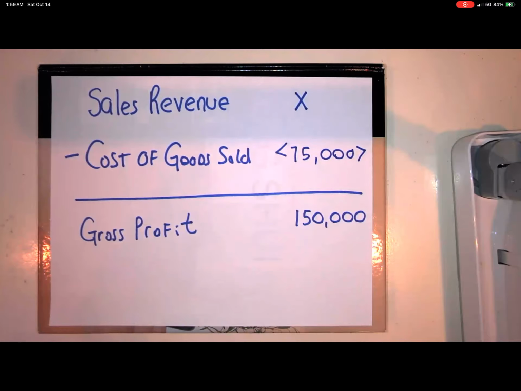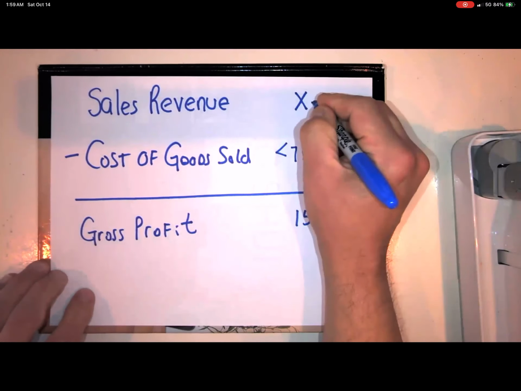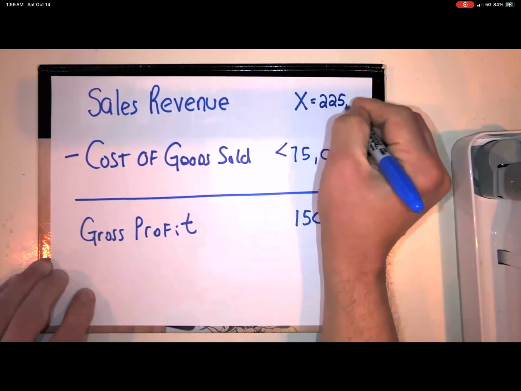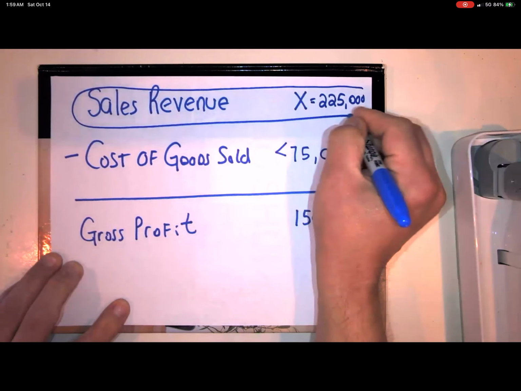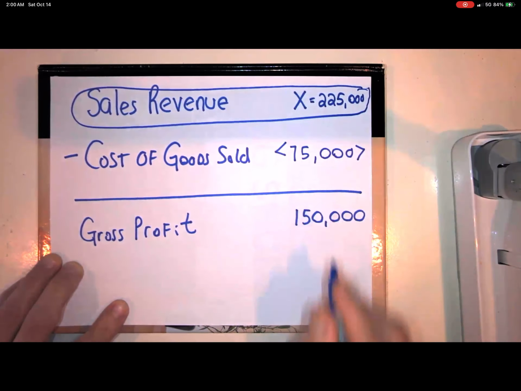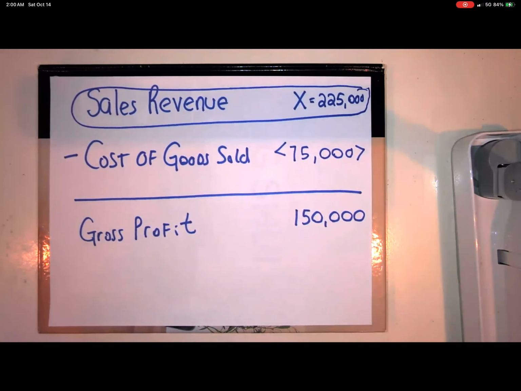X minus 75,000 equals 150,000. Solving for X, the amount of our sales revenue can be calculated as $225,000.